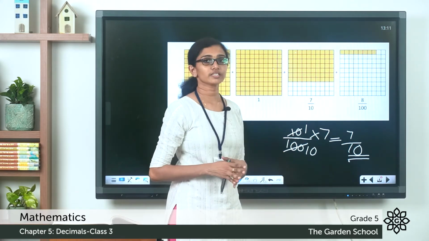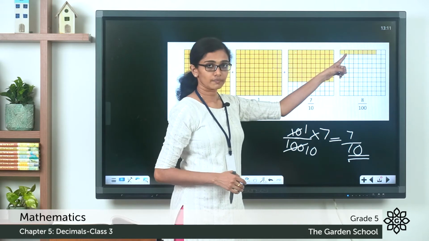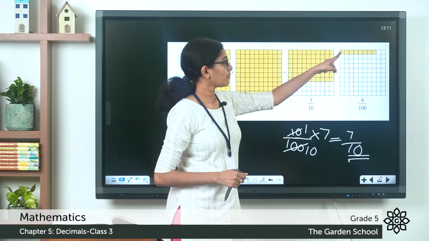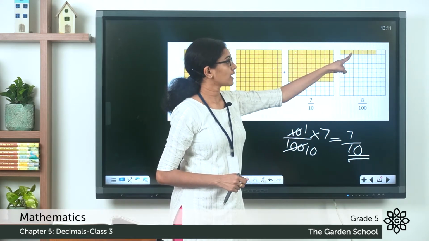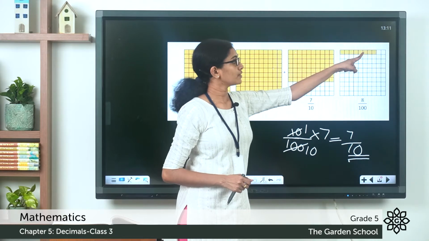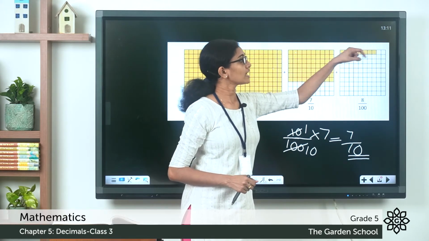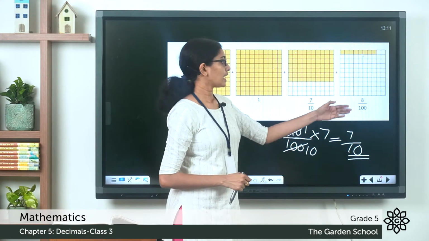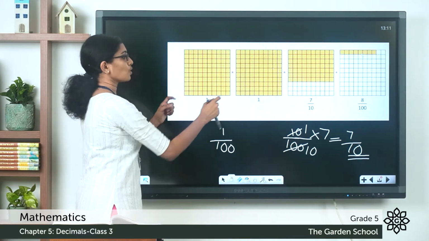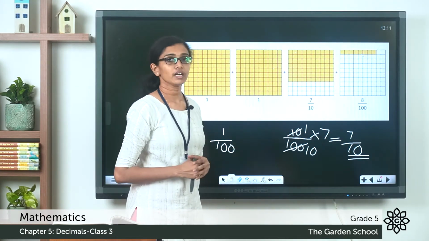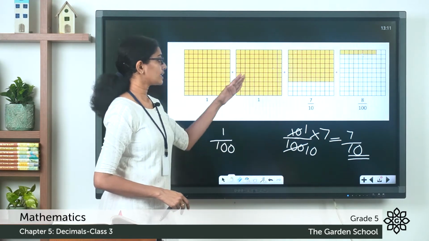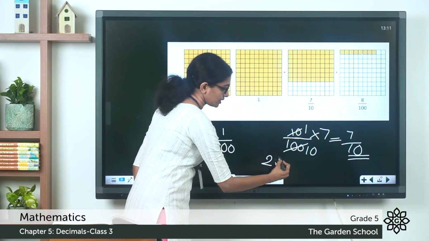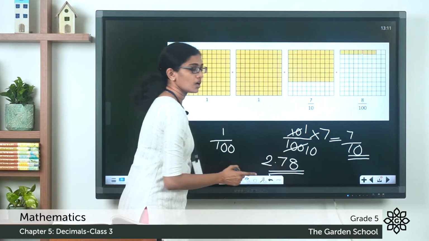To represent 8/100s, how do you color the boxes? So, like we said before, each of these smaller boxes represents 1 by 100. So, you have 1 by 100, 2 by 100, 3 by 100, 4 by 100, 5 by 100, 6 by 100, 7 by 100 and 8 by 100. So, this is how you represent 8/100s or 8 by 100. So, you have two whole parts and 7/10 and 8/100. And this picture is equal to the decimal number 2.78. Hope this is clear to you.